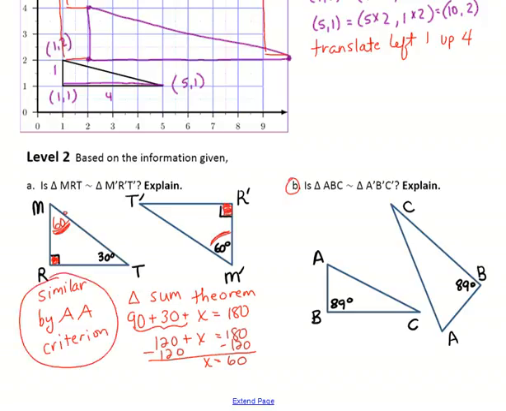Question B. Is triangle ABC similar to triangle A', B', C'? I have a congruent corresponding angle, 89 degrees. I have one pair, and the other angles are not labeled. So I don't know. They look similar, but you can't say for sure. There's only one pair of congruent corresponding angles, and that is not enough information.